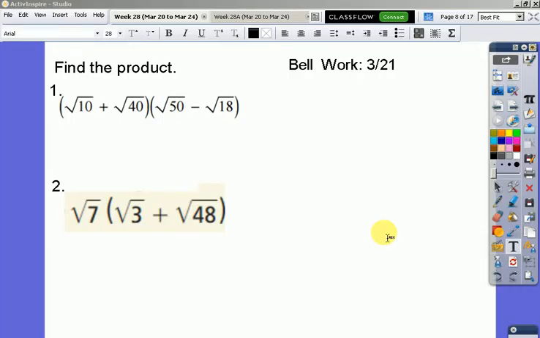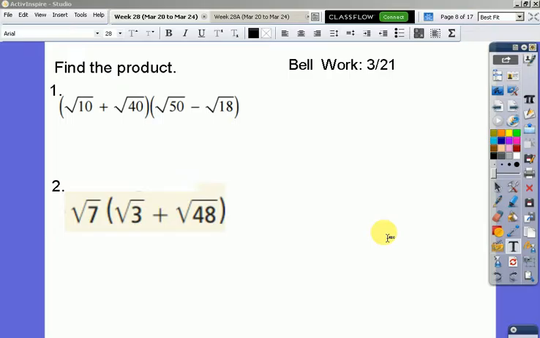Alright, so you're going to start seeing more and more problems that integrate a bunch of different skills that you've learned throughout the years. And this one is using distributive property, so foiling. And also, do you understand how to simplify? Do you know how to simplify square roots? And can you combine like terms? So a lot of different things.